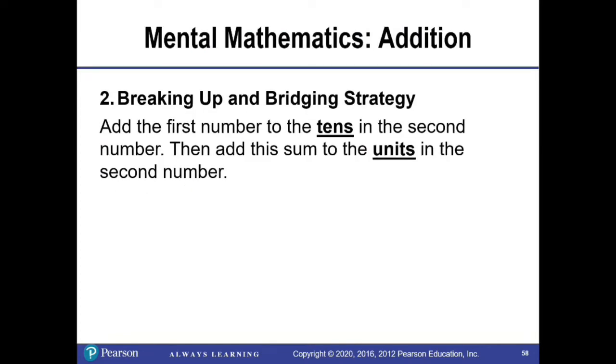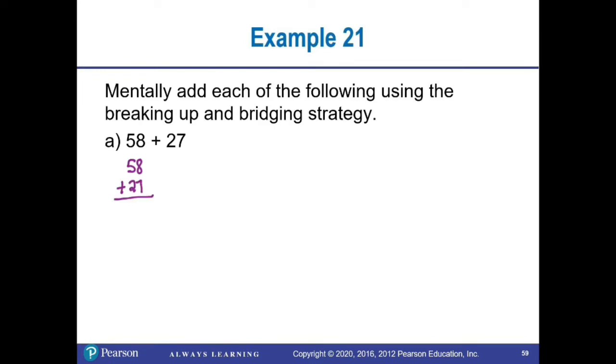Our second strategy for mental mathematics is called breaking up and bridging. So we add the first number to just the tens in the second number, and then we'll add the units from the second number. Let's see how this works. So here we have 58 plus 27. So I start with 58, and I'm going to add 20 to that. So the 20 comes from the second number, and the place value of the first digit is 2, so that's where the 20 comes from. I have 7 more that I need to add, so 78 plus 7 is 85.